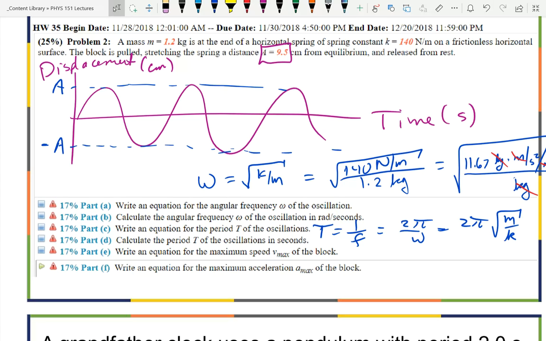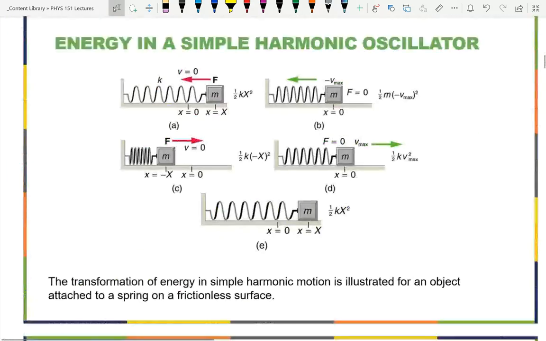Write an equation for the maximum speed. Now, this is something we haven't studied. It's something that comes up 2 slides from now. Maximum speed. To get to the maximum speed, we look at energy.